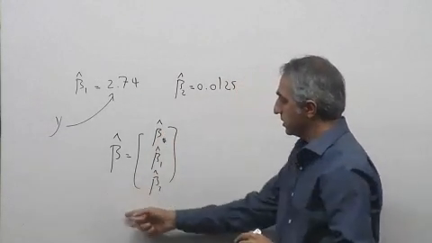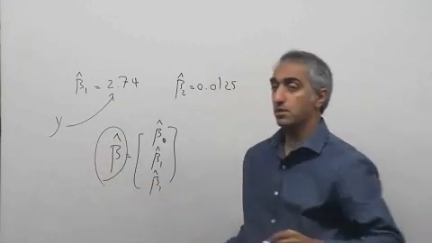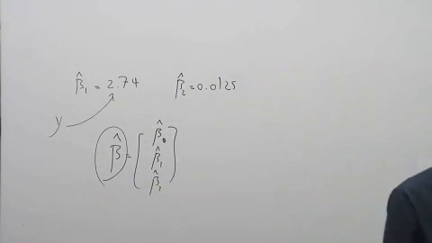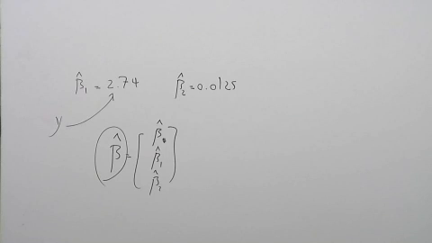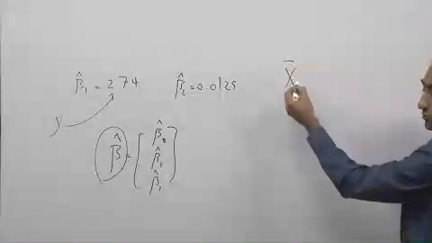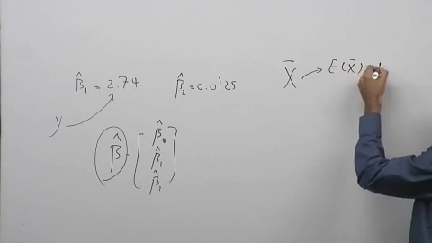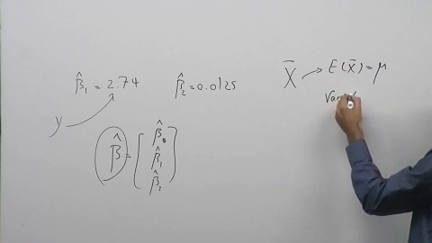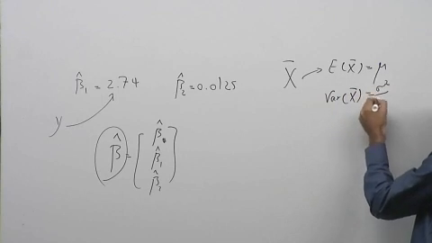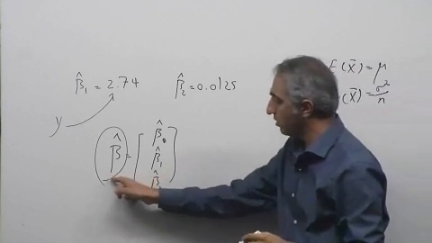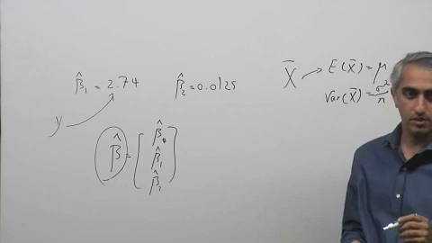So you remember, this is an estimator. An estimator is a random variable, and it has some properties. It's a random variable, so therefore it has a mean and variance, like x bar. Remember, x bar is an estimator for mu. It has a mean, which is mu, and it has a variance, which is sigma squared divided by n. Now the question is, what is the mean of this estimator? What is the variance of this estimator?